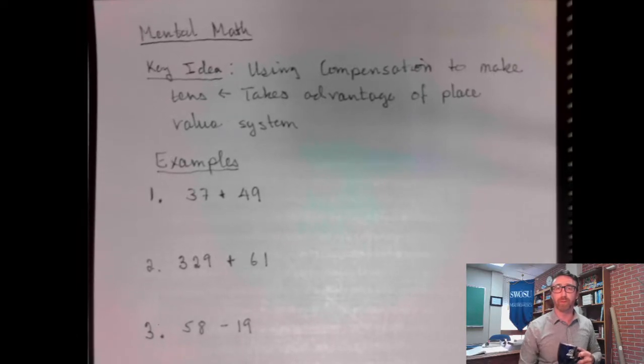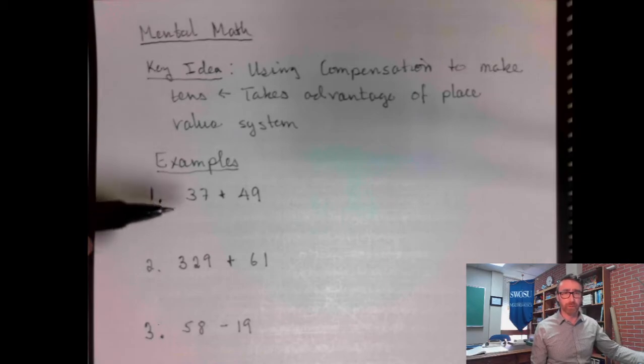In this video we are going to demonstrate some techniques useful for doing mental math. The key idea is using compensation to make tens, or at least multiples of tens, and that takes advantage of the place value system. If you can turn your problem into one that deals with multiples of tens, you basically turn a two-digit addition problem into a one-digit addition problem. Let me explain what I mean, and this is something we actually discussed in a previous video as well.